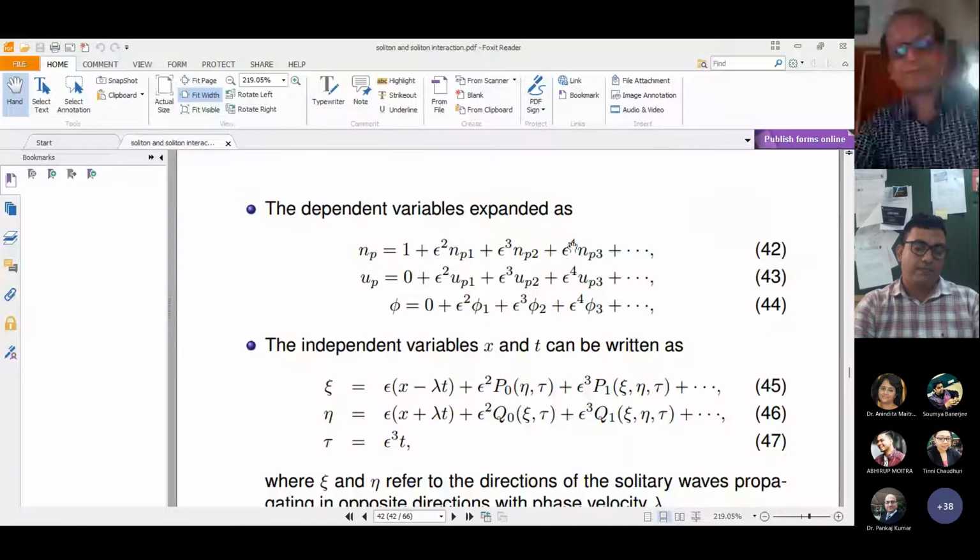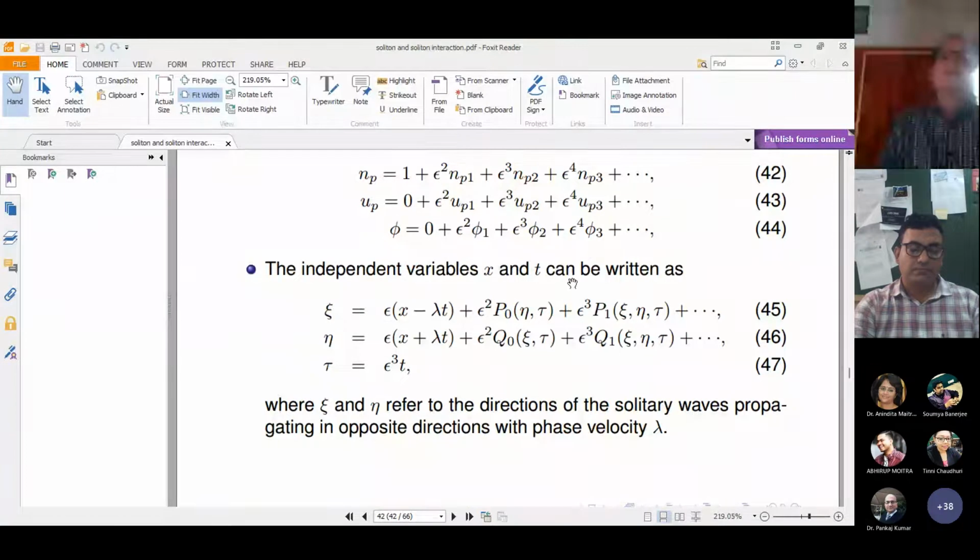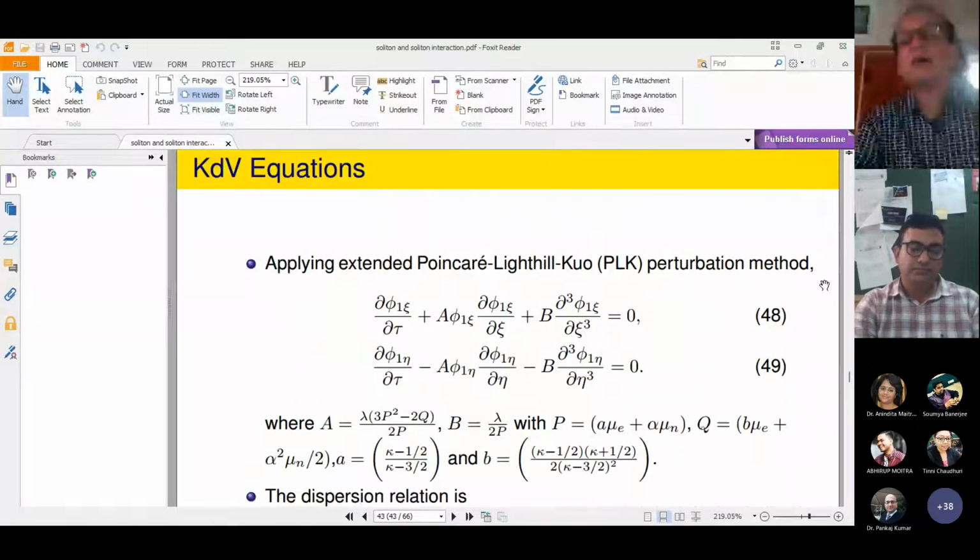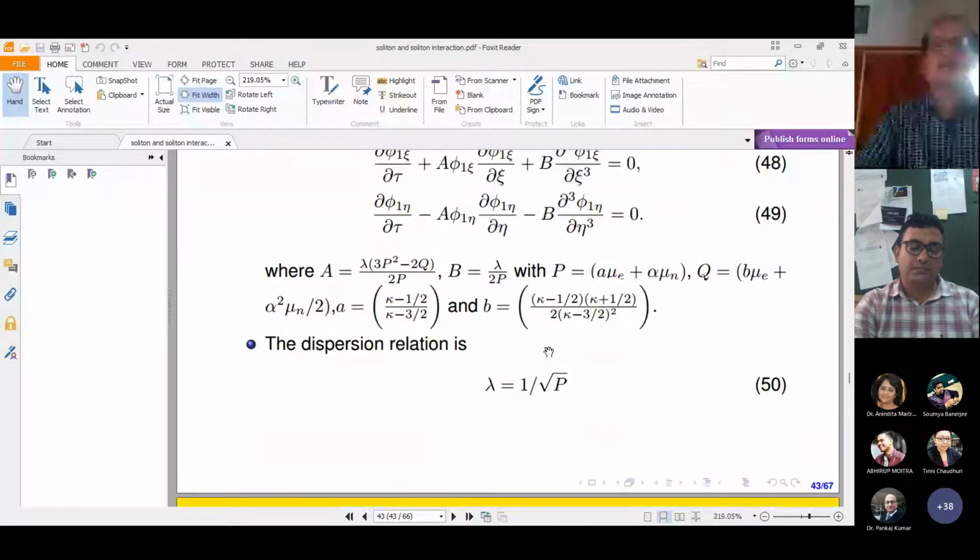So the technique is the same, but here the perturbation technique is a bit different. It is called the PLK technique, or Poincaré-Lighthill-Kuo technique. By this technique, we can obtain two KdV equations, written as equations 48 and 49. Because of the positive and negative signs here, it can be shown that they move toward each other and they interact.